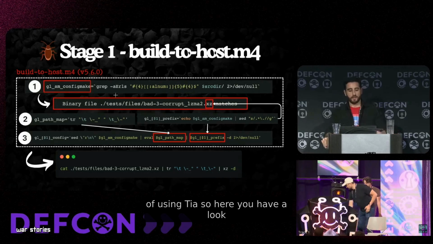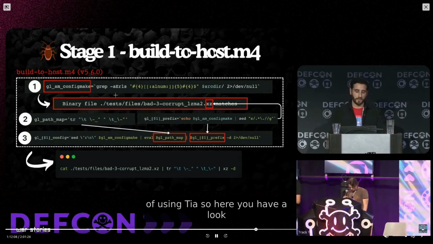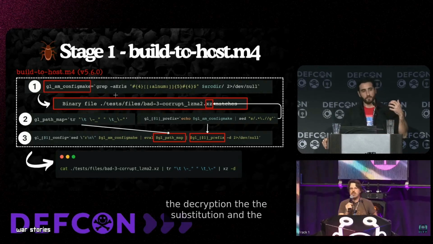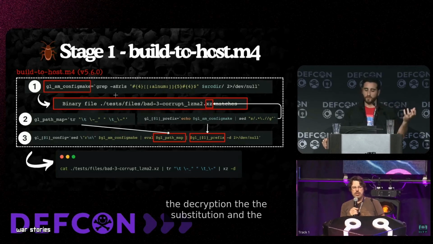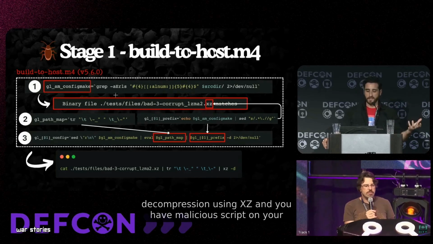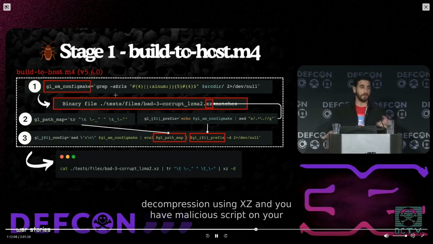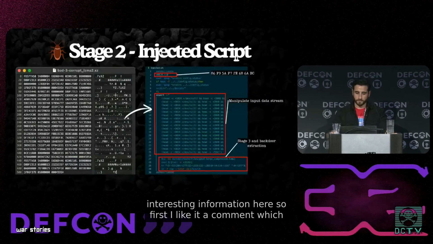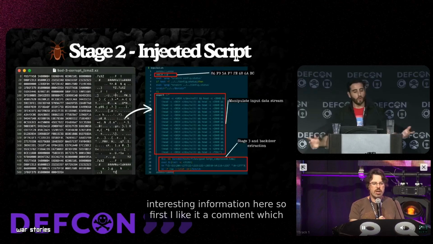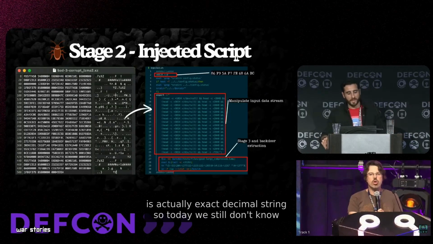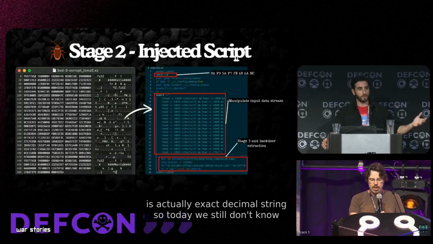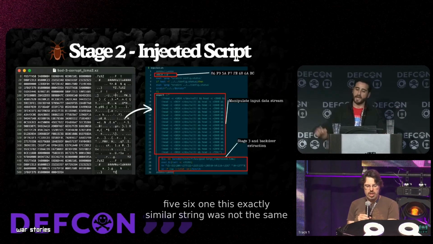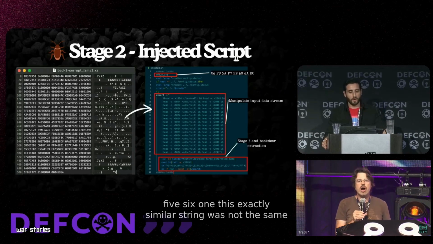And as you can see, the translation of this piece of script is the cat at the end of the presentation. So basically, transforming the file itself and decompressing using xz the file which has been deobfuscated using tr. So here you have a look at what the original bad-3 corrupt LZMA2 file was before the decryption, the desubstitution, and the decompression using xz, and you have the malicious script on your right.